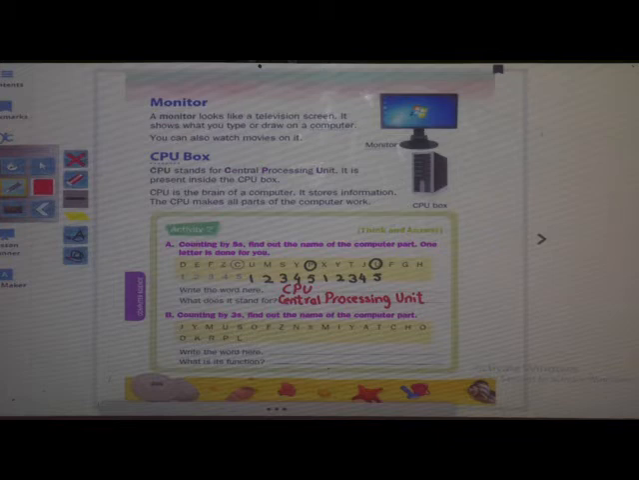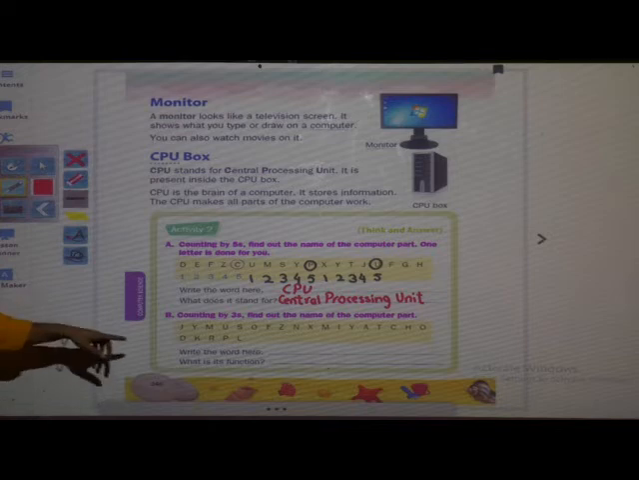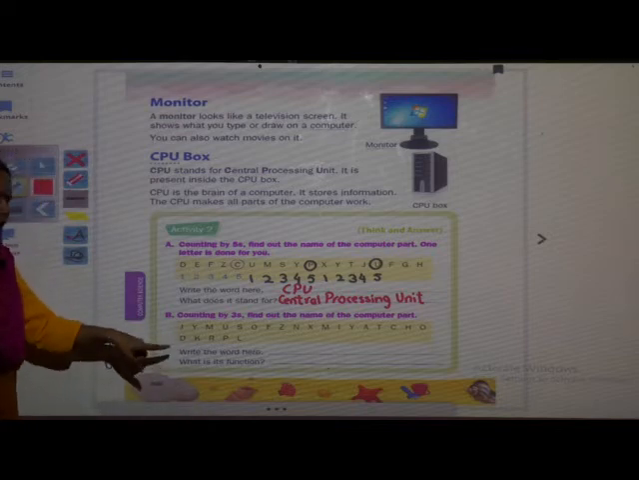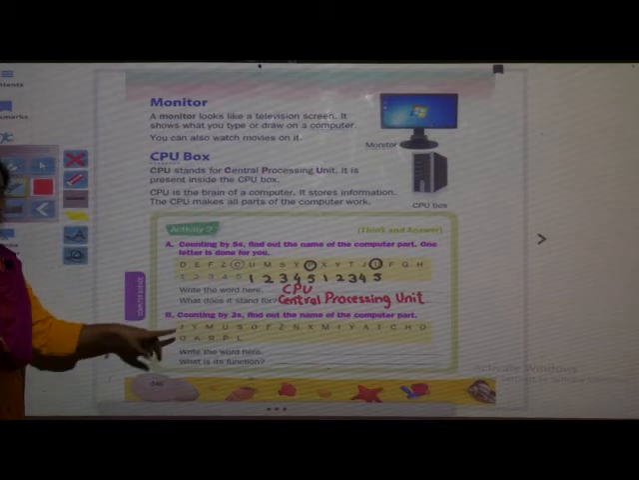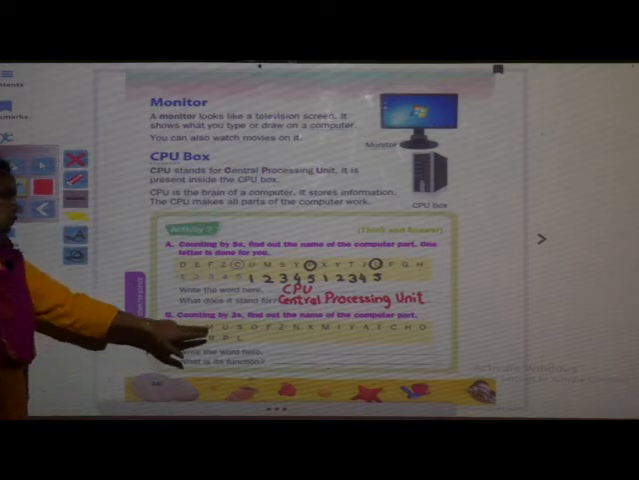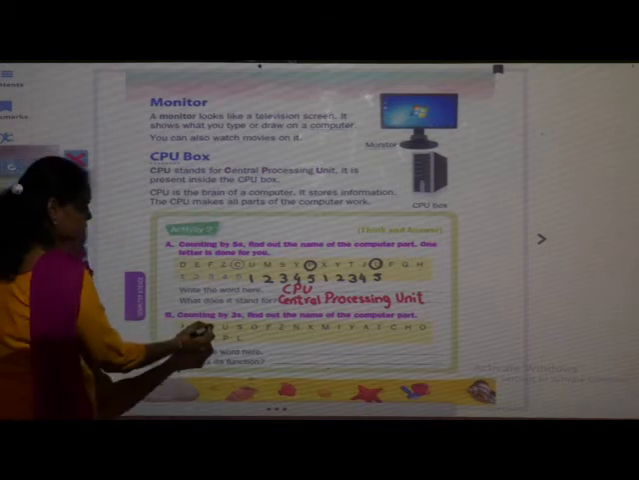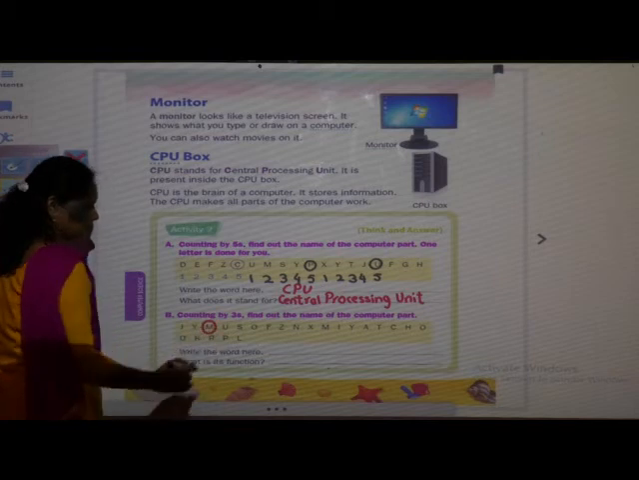One, who will read? Yes, who is going to read? Counting by threes. Find out the name of the computer part. Again, you have to find out the name of the computer part. So, now you have to count by 3. Let us start counting. Those who can't, you can write it here, but I will just count. 1, 2, 3. So, circle the M.